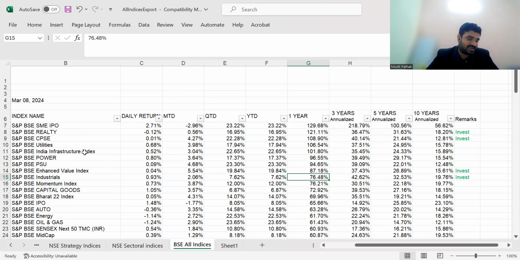So I'll just quickly share, because these are the ETFs and the indices. There were some mutual funds which have performed really well. So I'll show you those mutual funds as well quickly. Just 2 mutual funds I can show you today.